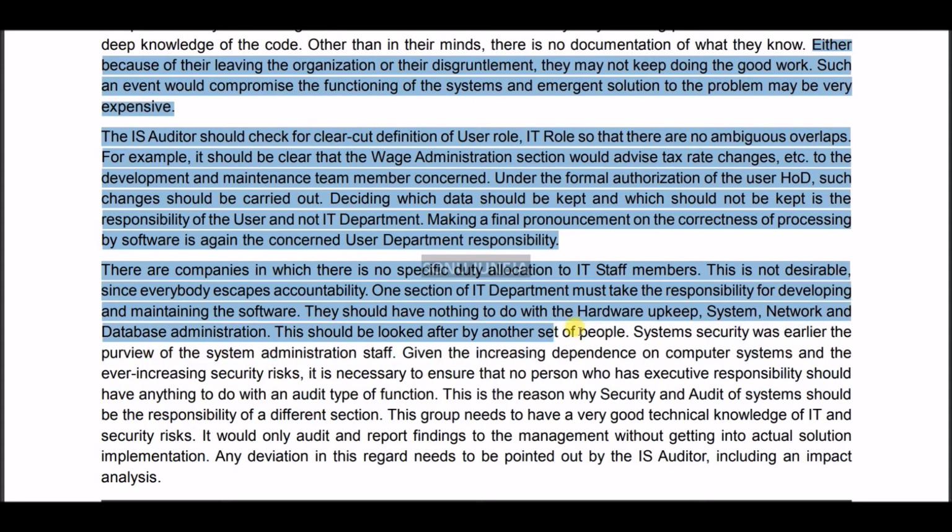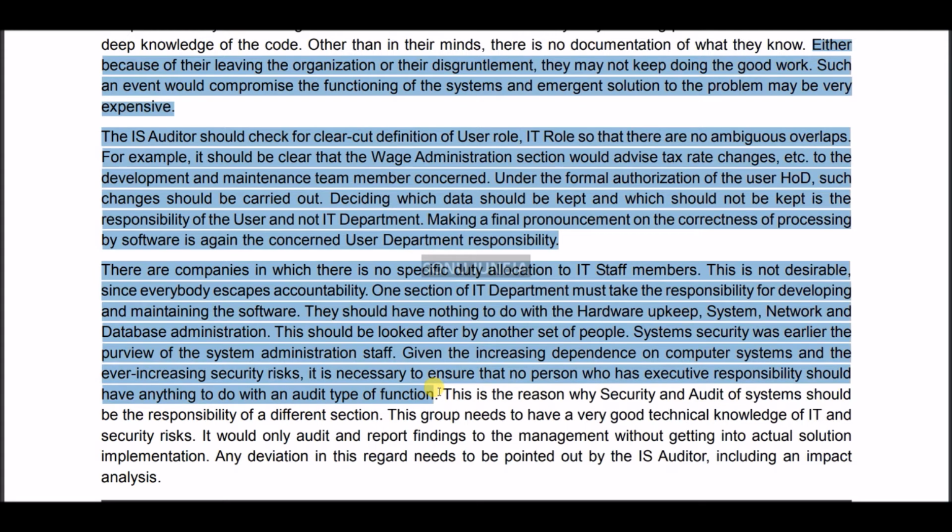They should have nothing to do with the hardware, system network and database administration. Those should be looked after by another set of people. System security was earlier the purview of system administration staff. Given the increased dependence on computer systems and the ever increasing security risk, it is necessary to ensure that no person who has executive responsibility should have to do anything with the audit type of function.